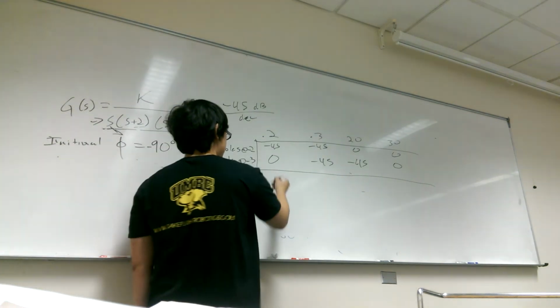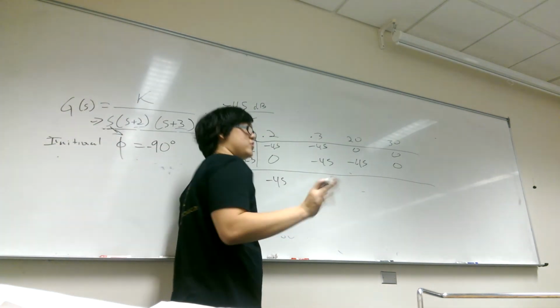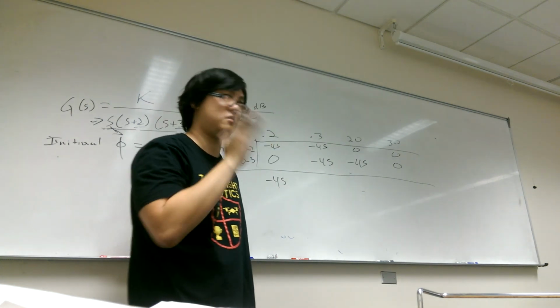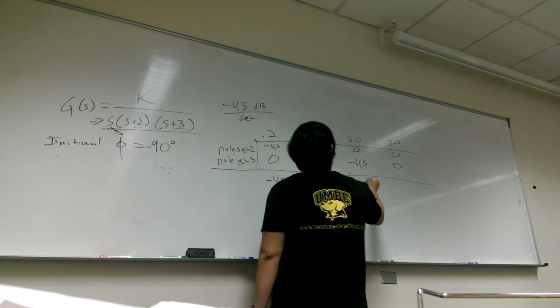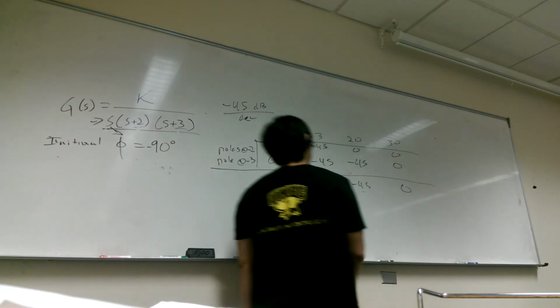And so the slope is -45. You know what? I won't draw the plot. I'll write the piecewise function instead. -90, 0. So how to interpret this graph?